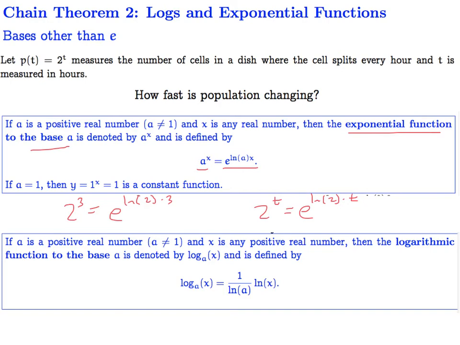In a very similar way, we can define logarithms with other bases in terms of the natural logarithm. So if a is any positive number and x is any positive real number, then the logarithmic function to the base a is denoted by log base a of x and is defined by this equation here. So to compute the log base a of x, we write the natural log of x times 1 over the natural log of a. You may have actually seen this called in some places the change of base formula.